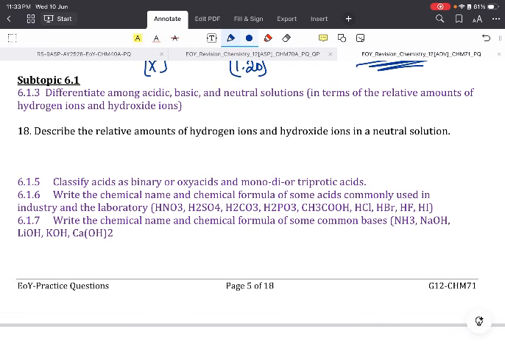Now let's start with the questions of subtopic 6.1. This topic is about acids and bases. Describe the relative amounts of hydrogen ions. This is hydrogen ion, and when they talk about amounts, it means concentration. And hydroxide ions, that is OH minus, in a neutral solution. Now, in a neutral solution, it means that these ions are equal to each other.